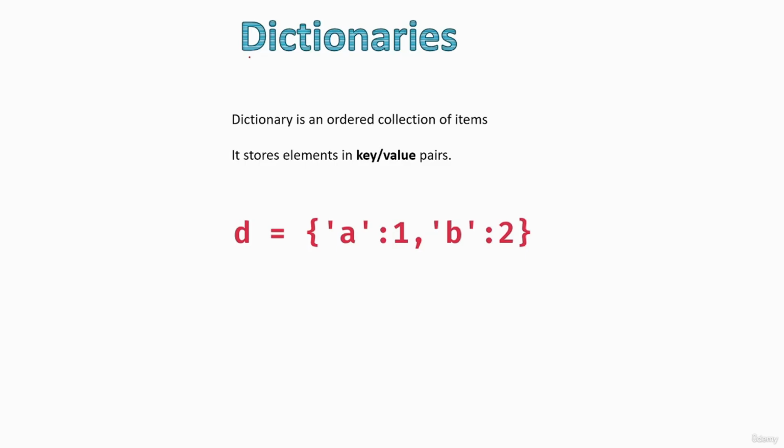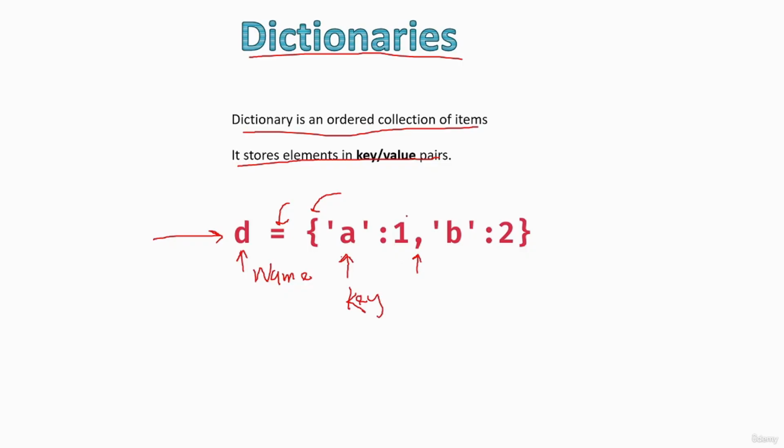In this video, I am going to explain dictionaries. Dictionaries are an ordered collection of items. They store elements in key-value pairs. So this is the syntax for creating a dictionary. First, we specify the name of the dictionary. Then the assignment operator. Then within a set of curly braces, we can add keys and values. Similar to the list, we separate each key-value pair by commas. This is called the key. This is called the value. And we separate key and value by a colon.